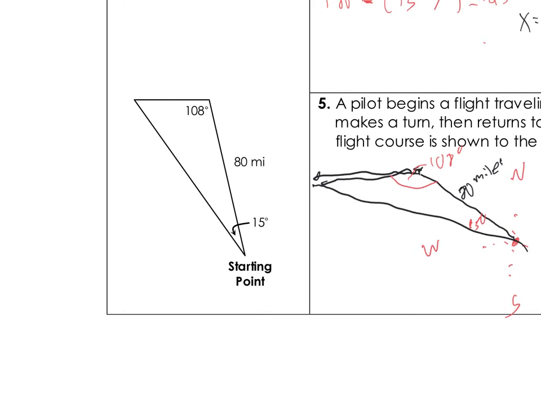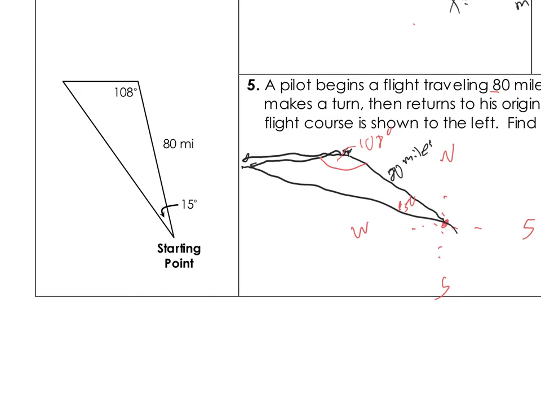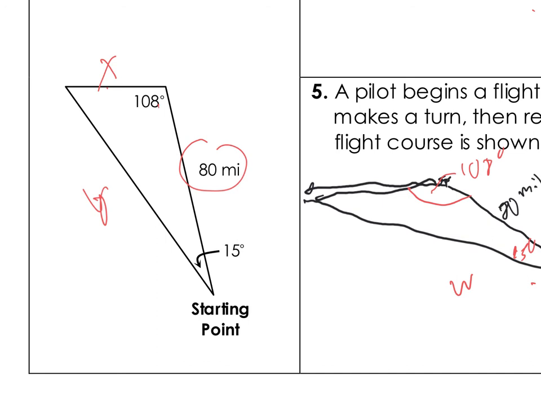What do we want to find out? Good question. Find the total distance of the flight. Oh, okay. Total distance of flight, well, I went 80 miles this way, some miles this way, some miles this way. He's wanting me to find both missing sides and add those up with 80. It's a good thing I need the third angle. So 180 degrees minus the sum of 108 plus 15. That's 123 degrees if you add that up. 180 minus 123 is 57 degrees.